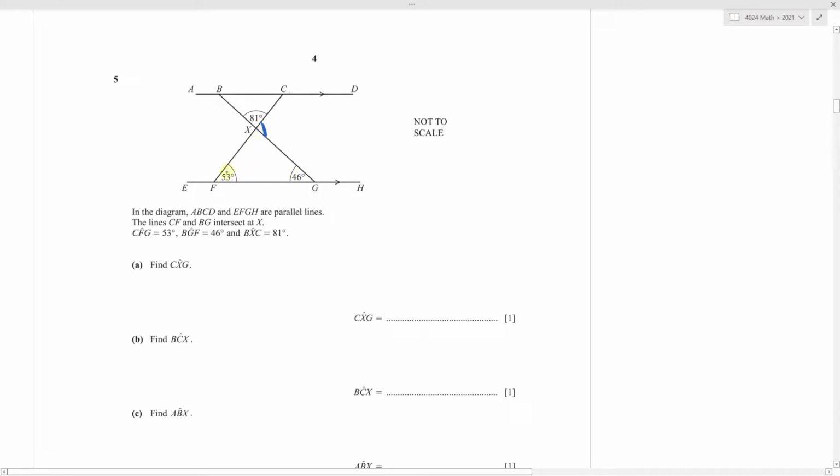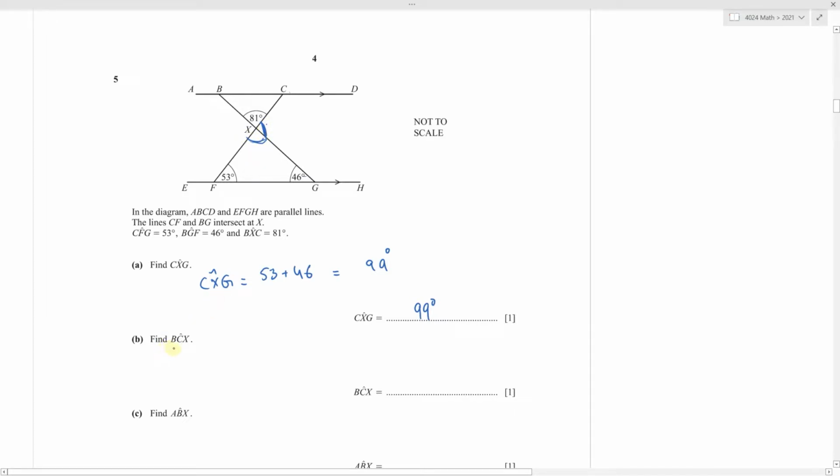So for this external angle, the two internal opposite angles are these two. So CXG will be simply the sum of 53 plus 46, which is 99 degrees. There is another way to solve this as well, where you calculate this angle first. You know these two. Sum of interior angles of a triangle is 180, so you can calculate this. And then this is a straight line. So this plus this should be 180. So once you have calculated this, you can calculate CXG as well.